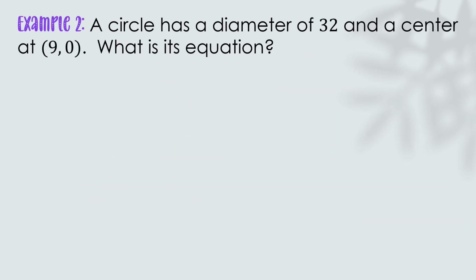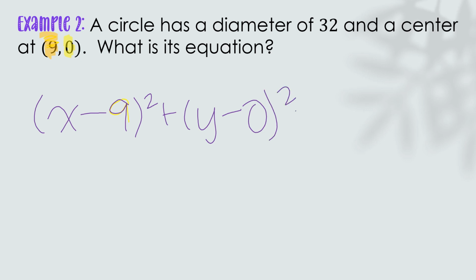A circle has a diameter of 32 and a center at (9, 0). What is the equation? All right, so we're going to do x minus h. H is our x coordinate of the center, so that's 9. So x minus 9 squared, plus y minus, now we need to look for k. K is the y coordinate of the center, so that would be 0 squared equals r squared.